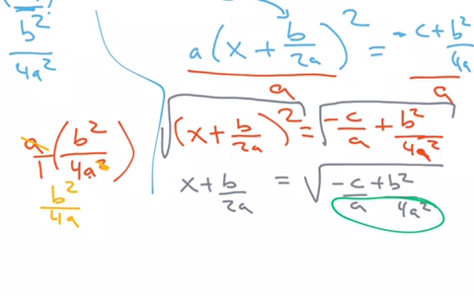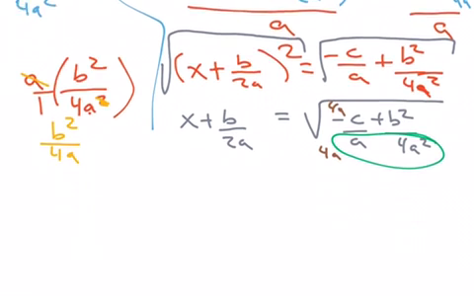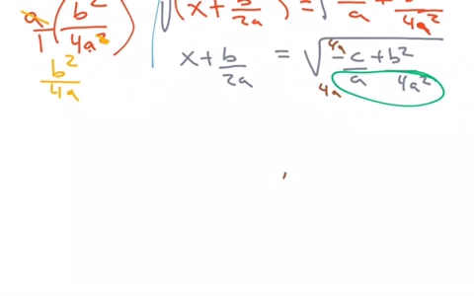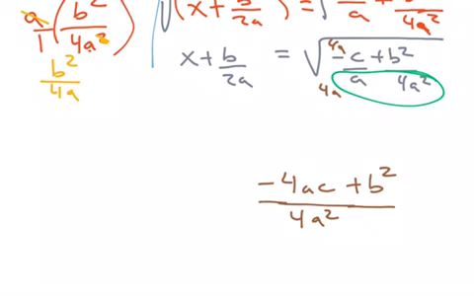Let's put it all under the same thing. How can I put it all under the same thing? Well, you have to have the same denominator. So if this is a and this is 4a squared, what does this one need? You need to multiply that by 4a. So you have negative 4ac over 4a squared, and since they're the same, I'm going to go plus b squared.